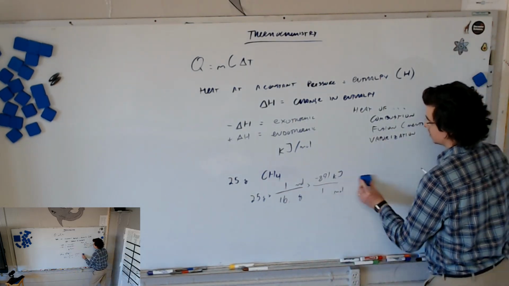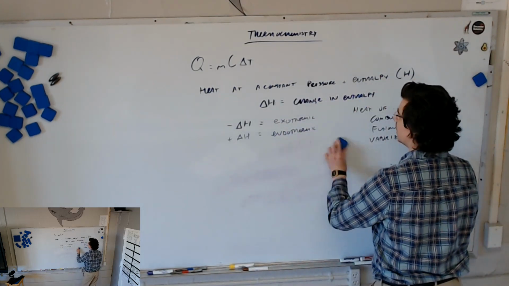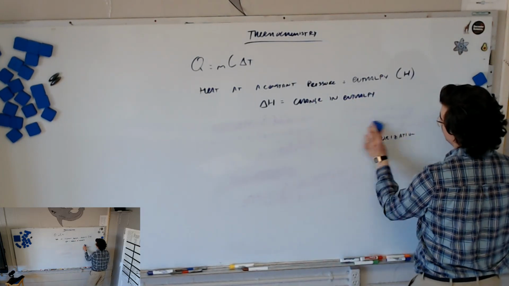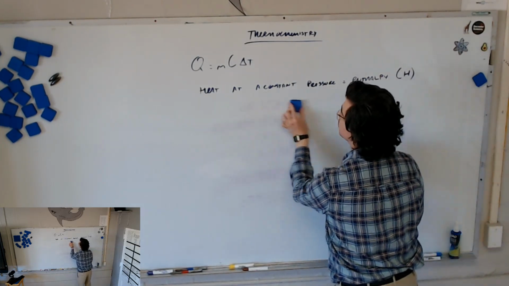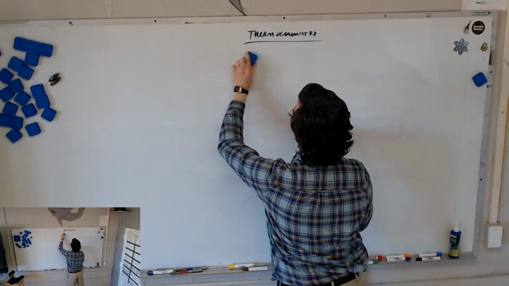But we're going to start with the next thing, which is called Hess's law. So write this down. Hess is spelled H-E-S-S, and Hess's is spelled that way, but with an apostrophe S. Now we're talking about Hess's law.